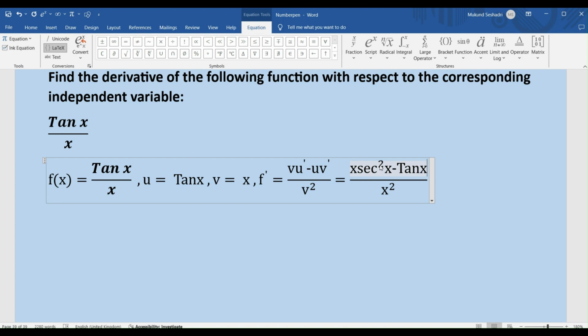So there we have the answer for this particular problem. A simple, straightforward application of the quotient rule. D by dx of tan x by x equals x secant square x minus tan x by x square. So that's the final answer for the problem.